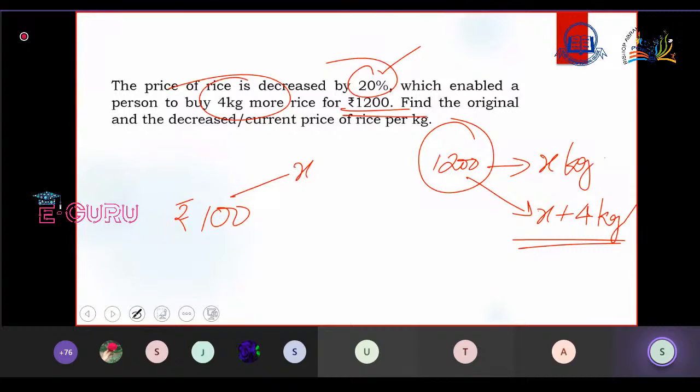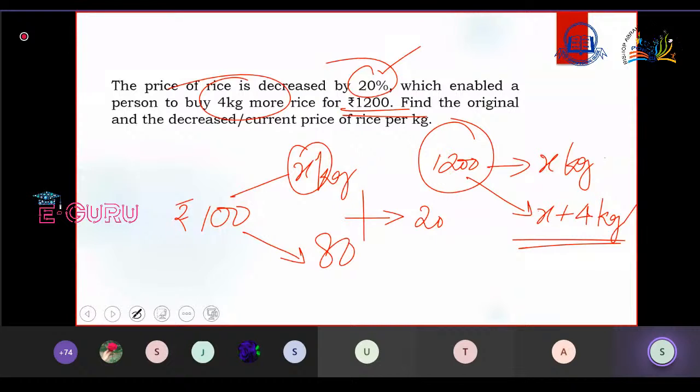Let it be X. Initially he was able to purchase. Now what happens? 20% discount. That means for buying this X kg, you need to pay only 80 rupees. Suppose you are going to a shop with 100 rupees and the shopkeeper says you need to pay only 80 rupees. That means you will have 20 rupees as your saving, right? So this 20 rupees is your savings now.